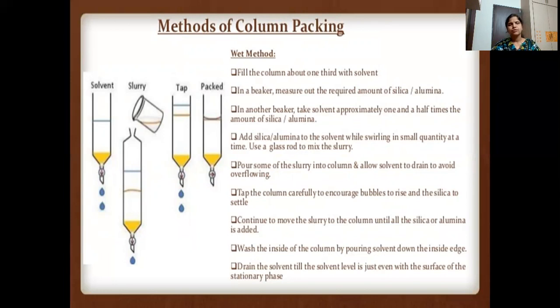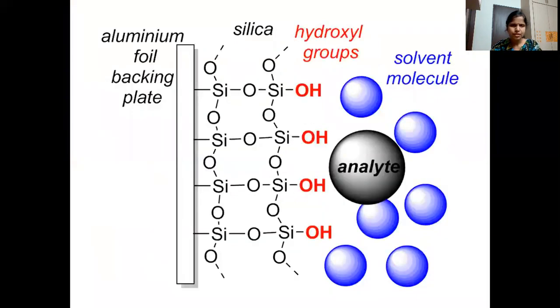Now after the packing of the column, we have to load the sample. Here you can see how the analyte is getting adsorbed onto the silica. As I said, the silica is polar in nature, having OH groups which are exposed here, you can see. Then this is the analyte or the sample molecule. When it is loaded, it will go and bind to the polar OH groups of the silica. That means if the analyte is polar, it will bind strongly to this silica gel.